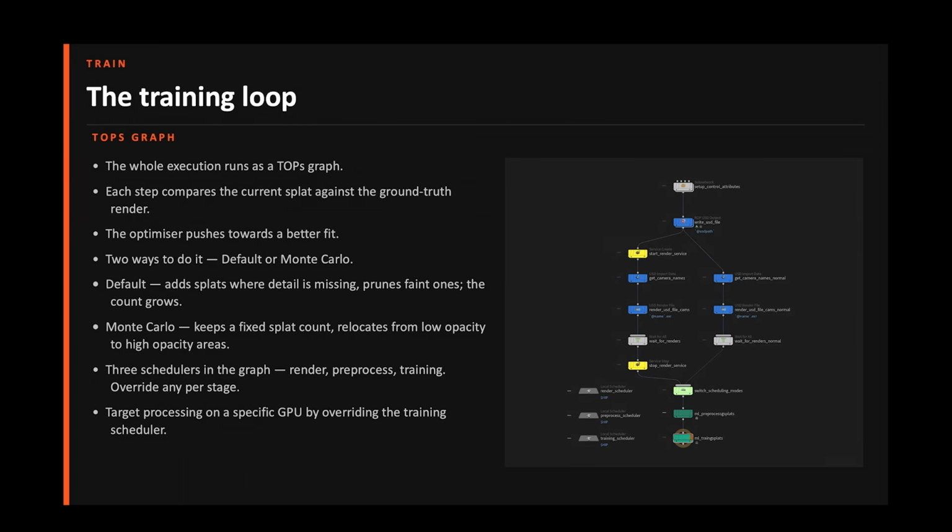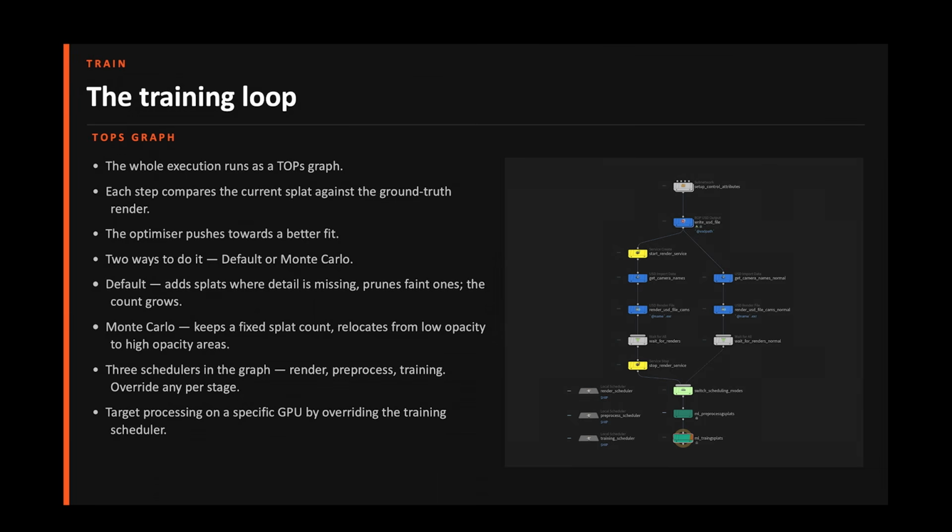And there are two ways to do that. One is called default, and the other one is Monte Carlo. The main difference between them is that the default algorithm is adding and removing points, so your point count is changing during the training process. And in Monte Carlo, you can set a fixed limit. For example, you just want to have 100,000 points in your G-splat, and then the algorithm will just move those points around and retrain them. So your point count is fixed.